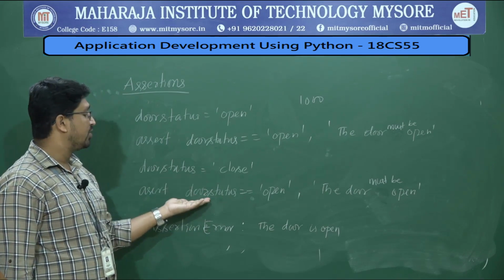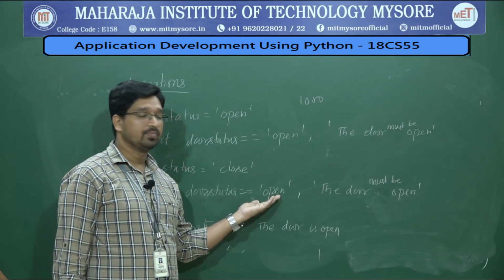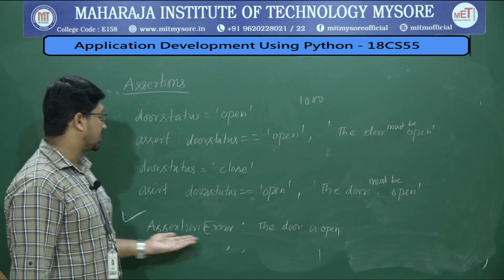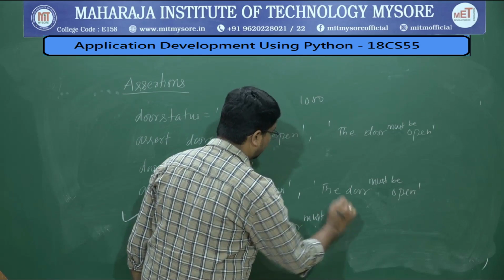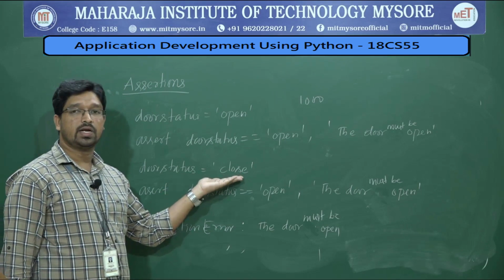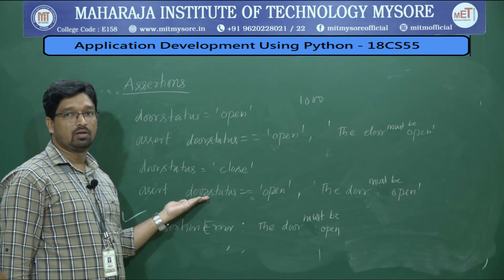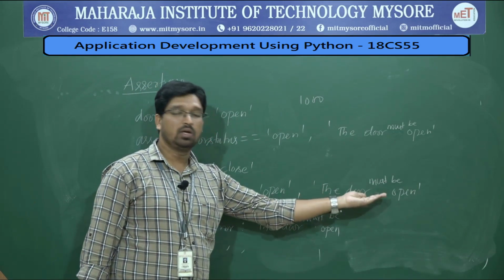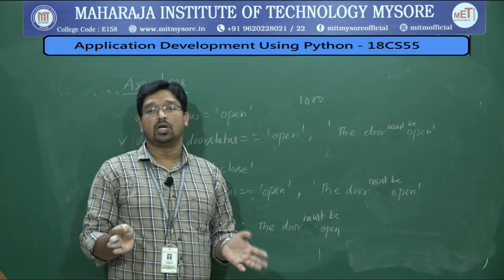So again I am creating one more assertion: assert door status is equal to open, then a message. For that I will get an error message saying assertion error, the door must be open, because here we are trying to change the door status into close. Again I am checking whether the assertion is right or wrong. So I will get a message saying that the door must be open. Here I don't get any message. It is just like checking whether the code is right or wrong.